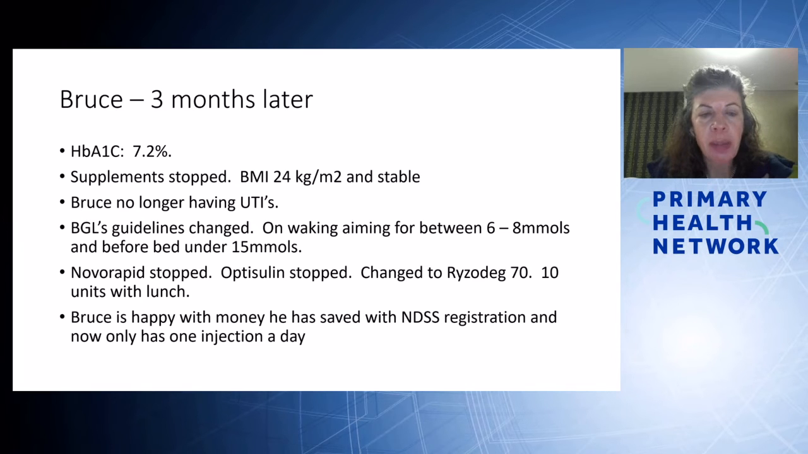Nova Rapid was stopped and Optisulin was stopped, and he was changed to Rosodeg 70 and is having 10 units at lunch. So Bruce is now happy because he's saving money, having his NDSS registration, and now he's only having 1 injection a day instead of having 4.